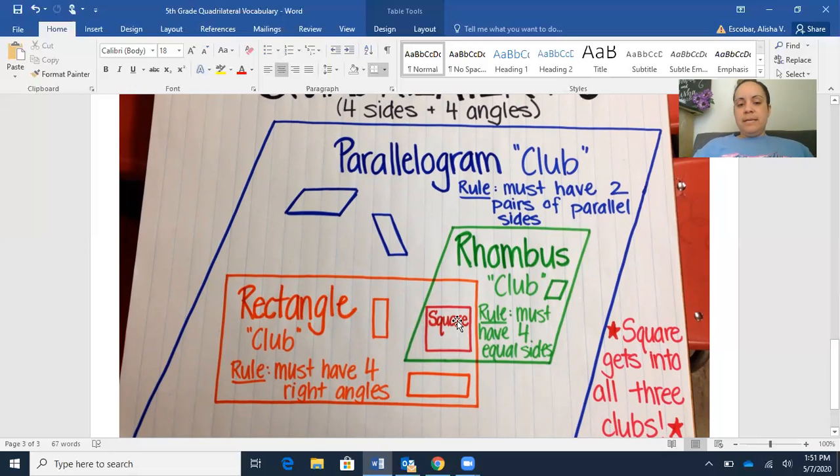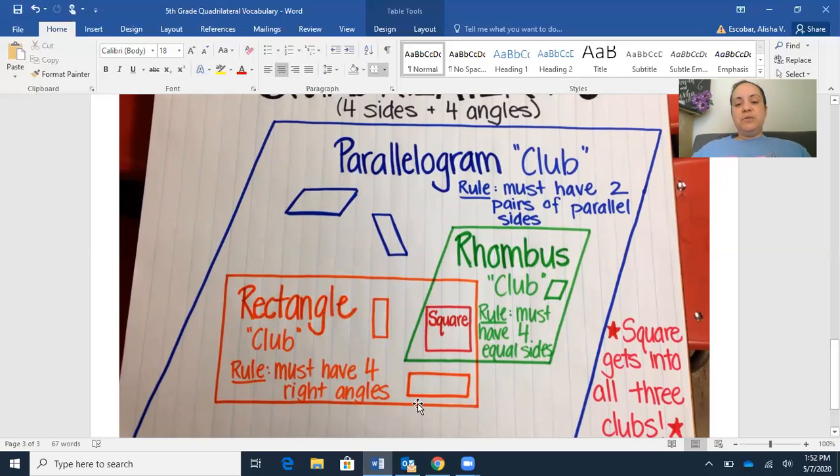But a square can get into all three clubs. It can be in the rectangle club because it has four right angles. It can be in the rhombus club because it has four equal sides. And it can be in the parallelogram club because it has two pairs of parallel sides. Parallel, parallel, parallel, and parallel. The square is the most magnificent shape of all because it gets into all of the clubs. But it is still only a square because it has four right angles. The only shape besides a rectangle that has four right angles and four equal sides.